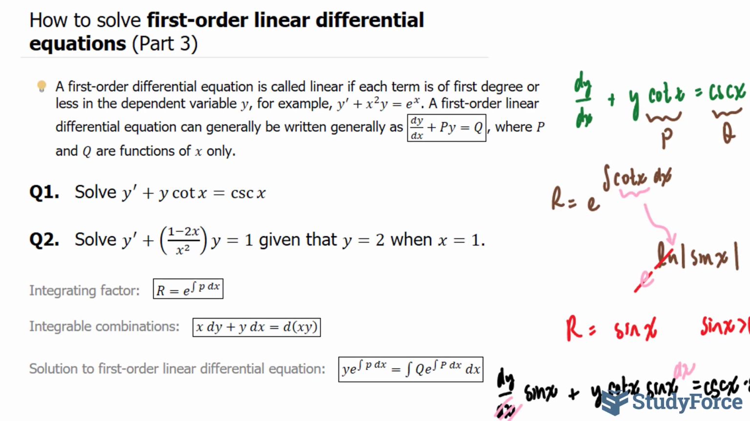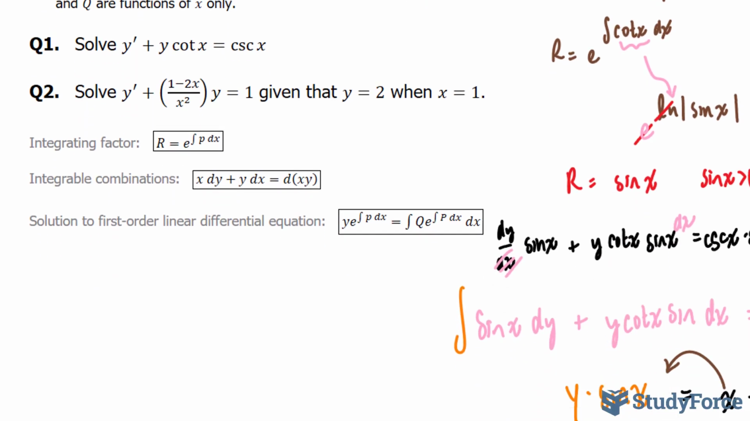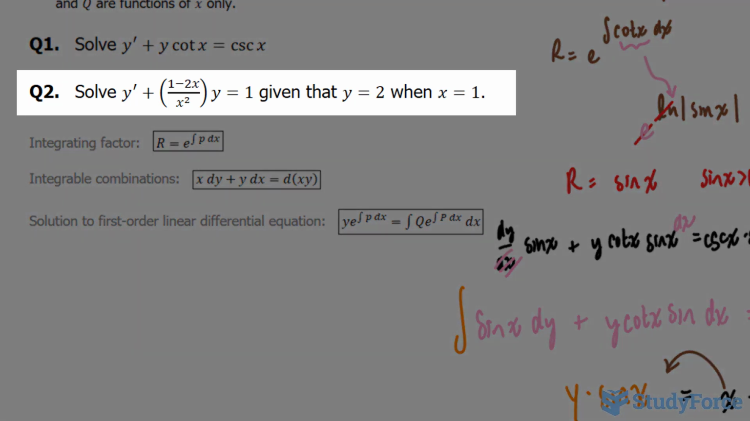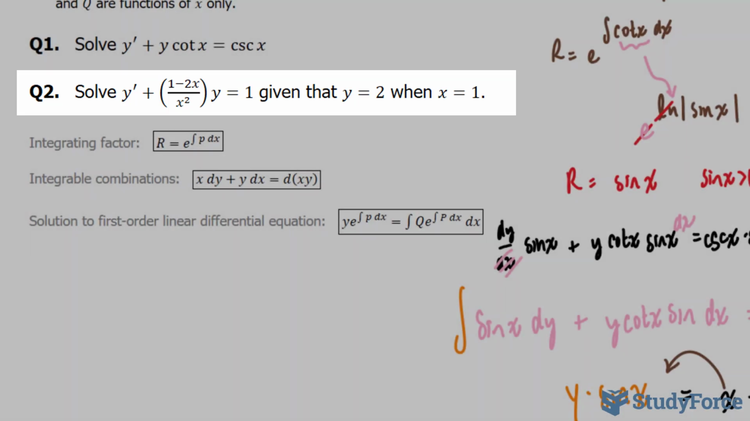In part 3 of this lesson, we'll continue answering the last question of this series, which I feel happens to be the most difficult of them all. The question reads, solve y prime plus the expression (1 minus 2x) over x squared times y is equal to 1, given the conditions y is equal to 2 and x is equal to 1.